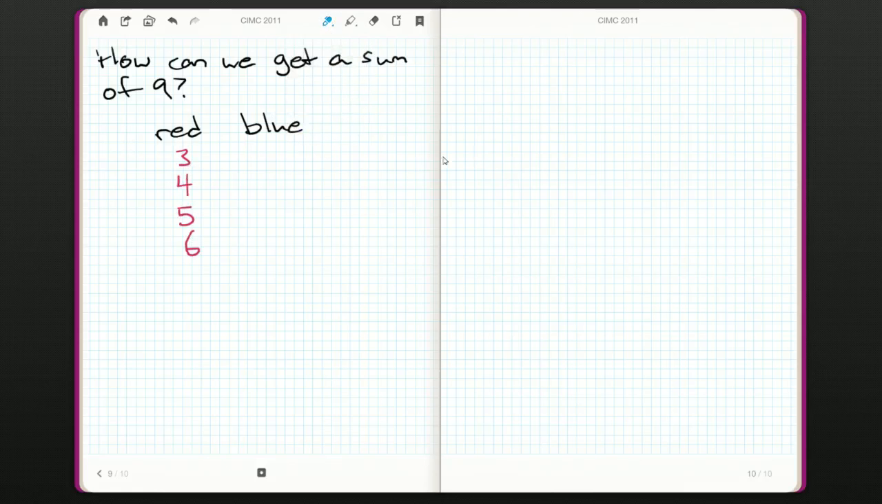But the red die could be 3, 4, 5, or 6. If it's 3, and we have a sum of 9, the blue die will have to be showing a 6. If the red's showing a 4, and we have a sum of 9, the blue has to be showing a 5. If the red's showing a 6, blue will have to be showing a 3. So 4 of our outcomes show us a sum of 9.